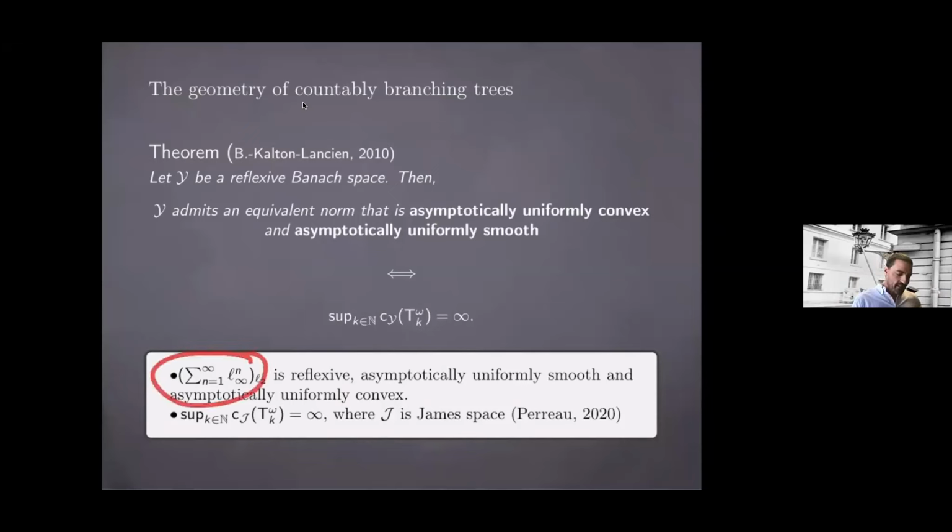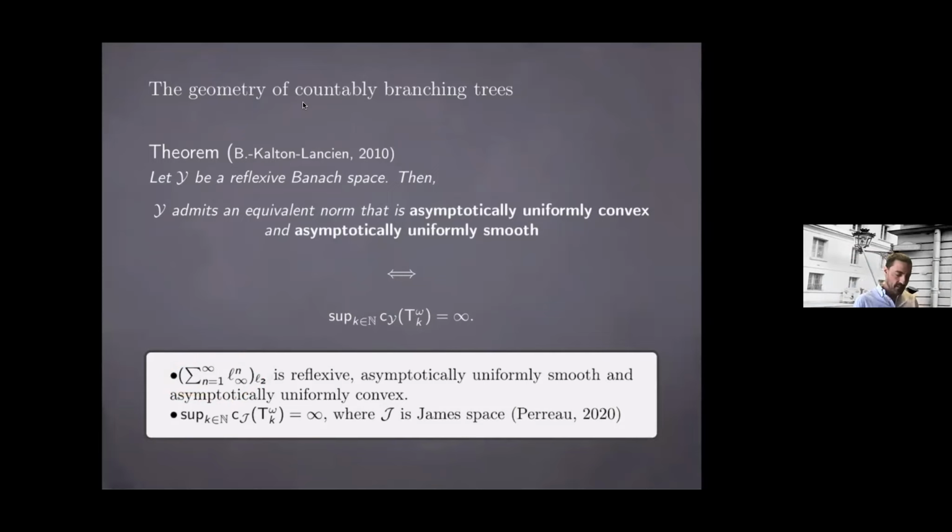And one interesting example, and actually the prototypical example of a Banach space that is reflexive, AUS and AUC, is an lp sum, with p in the reflexive range, of finite dimensional spaces. So these asymptotic notions of convexity and smoothness do not see the local behavior of your Banach space. This space is interesting because since it contains the l-infinity n's, it will contain every finite metric space. So in particular, it will contain the binary trees. However, it does not contain the countable branching trees.